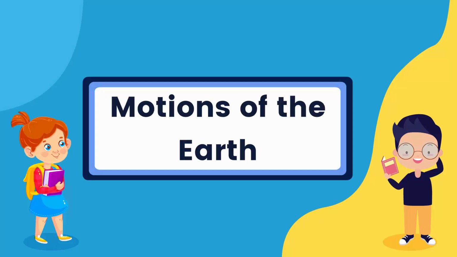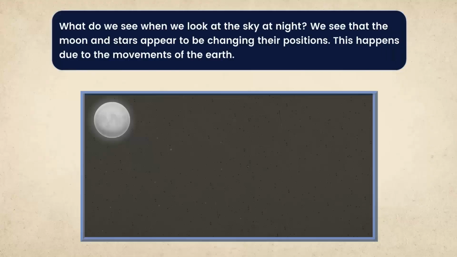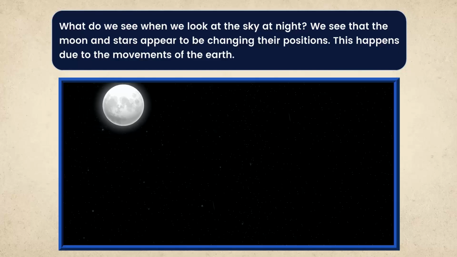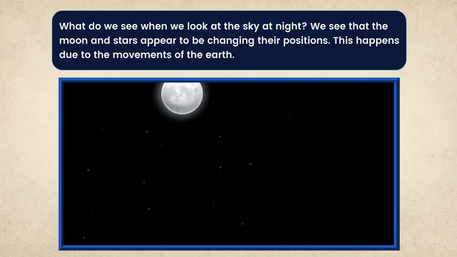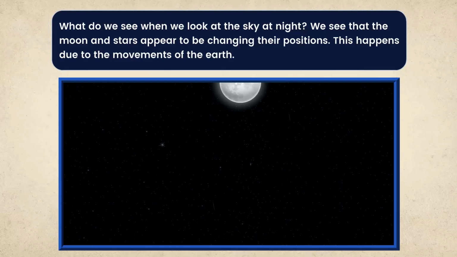Motions of the Earth. What do we see when we look at the sky at night? We see that the moon and stars appear to be changing their positions. This happens due to the movements of the Earth.